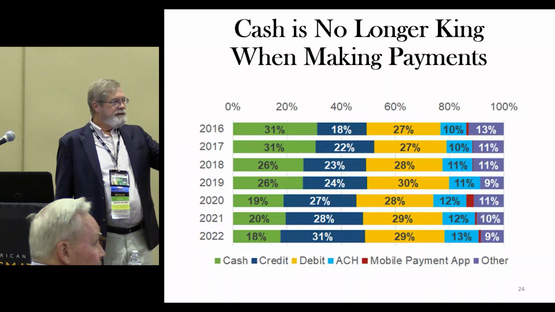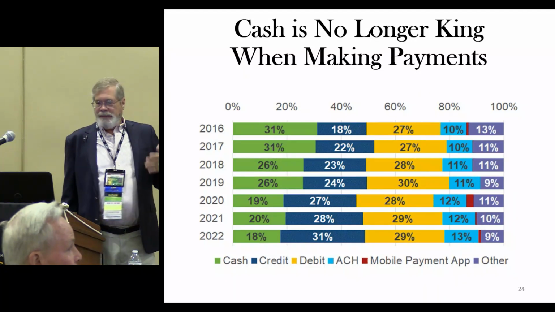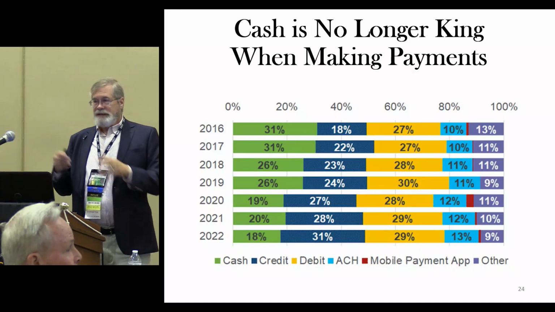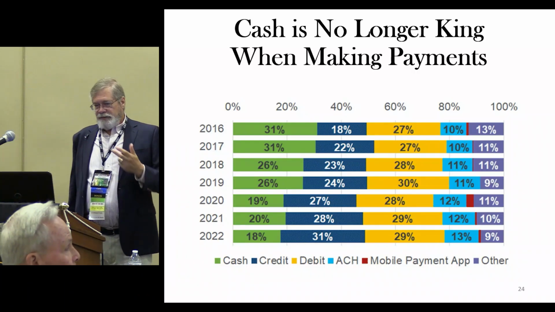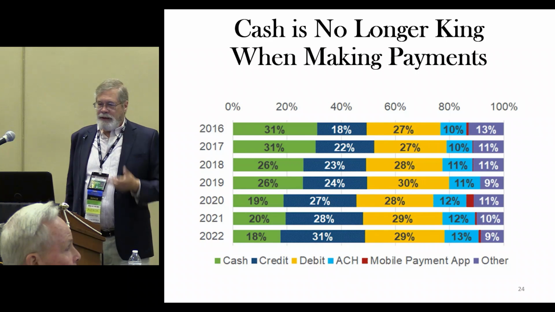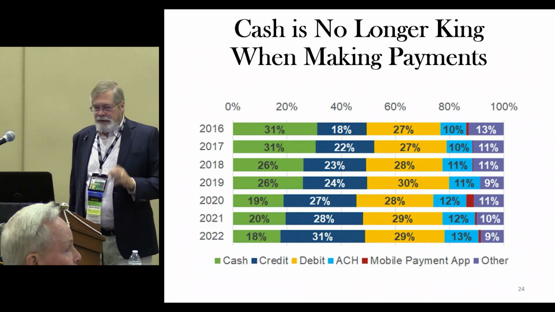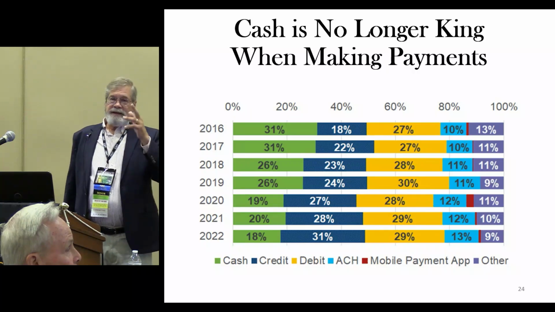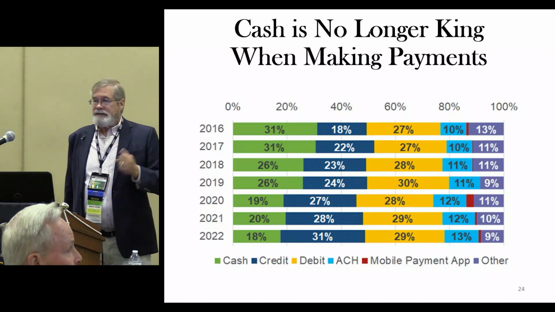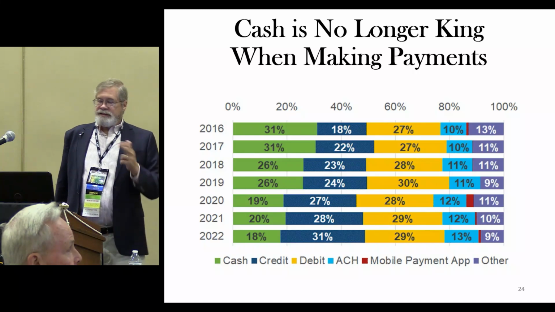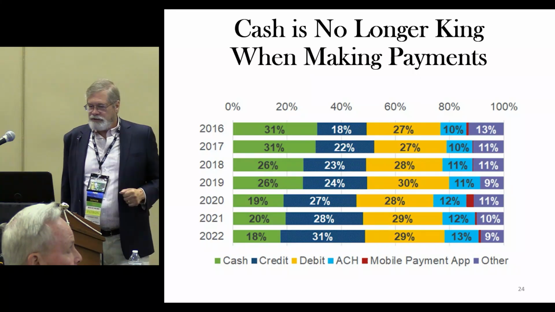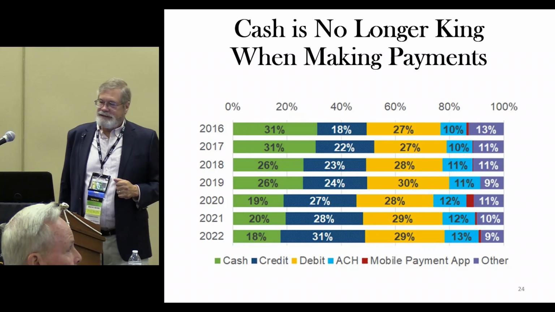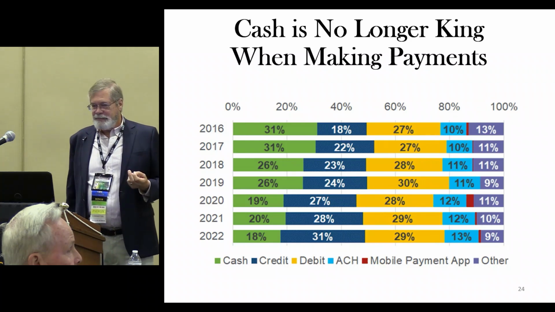On that chart that you see there, the bar over there to the far left is the use of cash. Cash, of course, is coins and paper money. You can see that from 2016 to 2022, the use of cash in making payments dropped from 31% to 18% of all payments being made. That's basically almost a 50% drop in that 6-year period. The bar next to it, the dark blue, is credit cards. Since 2016, credit cards accounted for 18%.